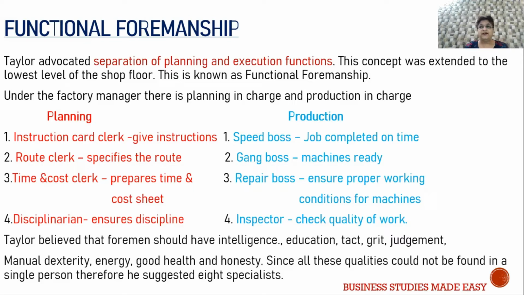Now, Taylor also believed that there are many qualities that should be there in a foreman. Like, for example, intelligence, education, great judgment, dexterity, energy, good health, honesty, so many things. And he said you cannot find all of them in one person. Therefore, he divided them into 8 specialists. So this is the first technique of scientific management.